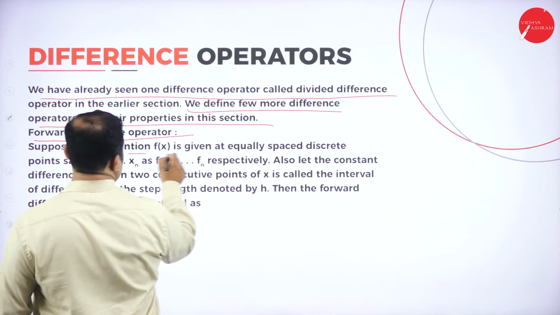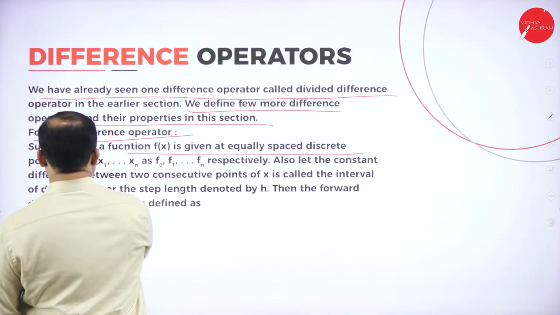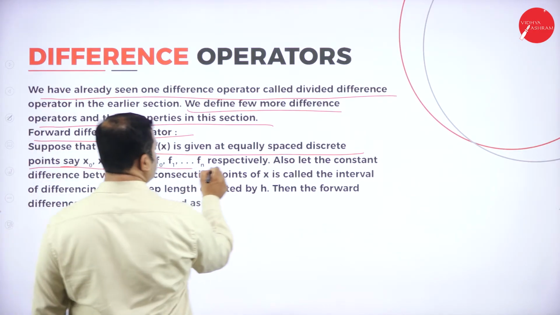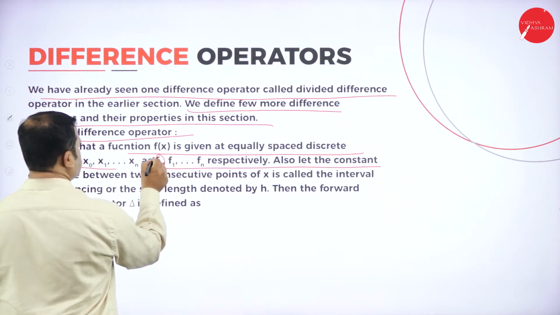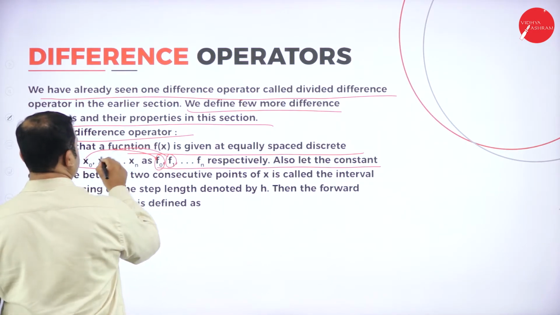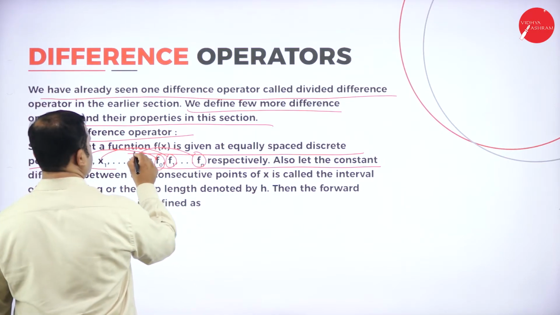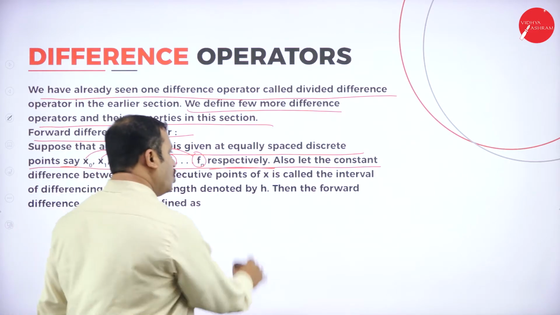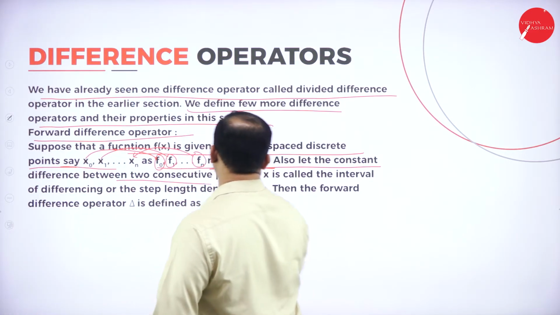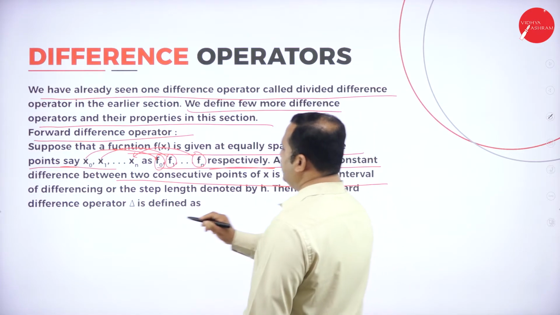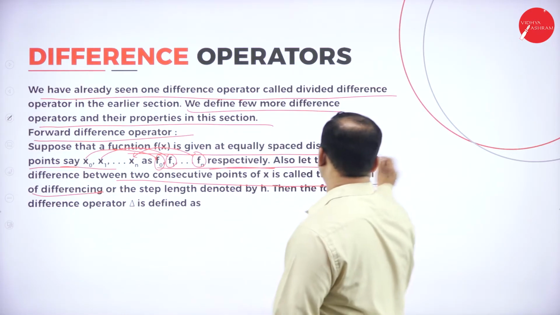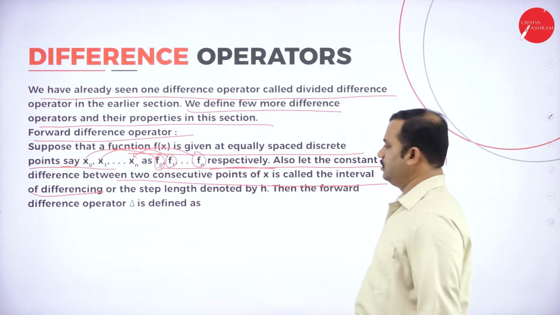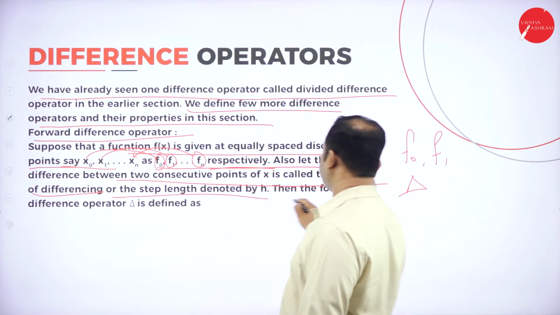So the function f of x is given at equally spaced, discrete points, say x0, x1 to xn, where f0 corresponds to x0, f1 corresponds to x1, and so on up to fn corresponds to xn. So we have all these terms respectively. Also, let the constant difference between two consecutive points of x be called the interval of differencing. That means between f0 and f1, what is the difference? The step length is denoted by h.